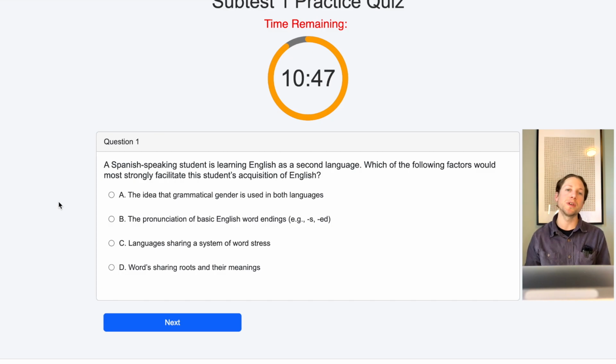I like letter D the most because when you have a second language student or an ELL, English as a second language learner, we can notice that students whose languages are more closely related to English, such as Spanish, will oftentimes acquire or build their English language skills a lot faster than a student, for example, learning English from scratch whose first language is, let's say, Arabic or Japanese. So the closer the languages, example here, words sharing roots and their meanings, that will definitely help the student acquire and develop their English language skills.